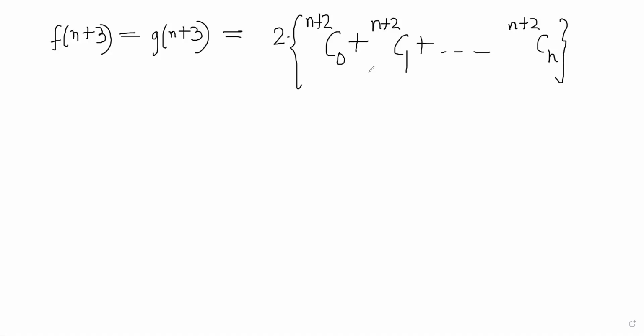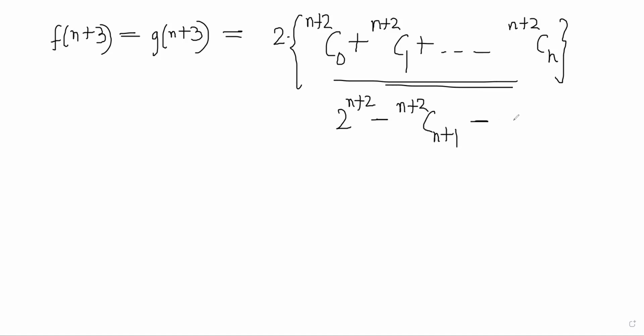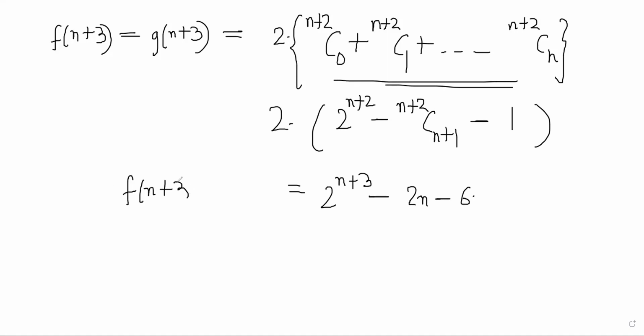And what is g of n plus 3? That is equal to twice of n plus 2 C0 plus n plus 2 C1 till n plus 2 Cn. And this part is equal to 2 power n plus 2 minus n plus 2 Cn plus 1, and twice outside. So this becomes basically 2 power n plus 3 minus 2 times n plus 2 minus 2. So it is minus 2n minus 6, right? That becomes your value of f of n plus 3.